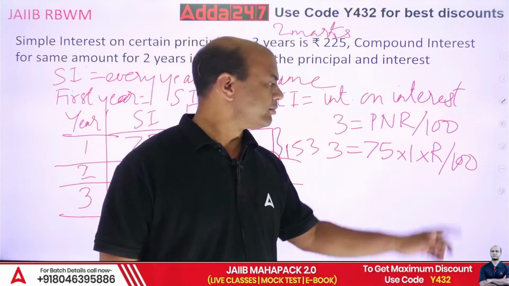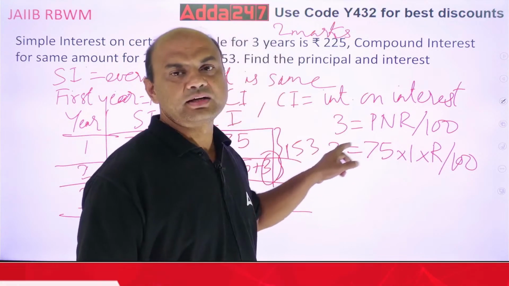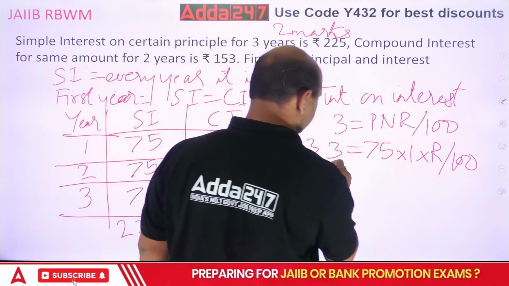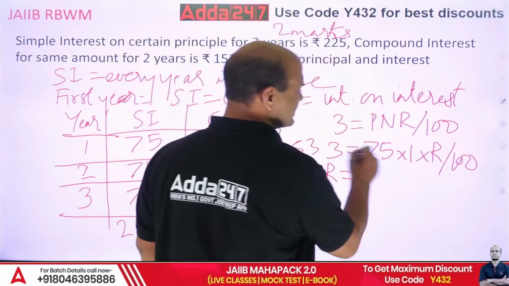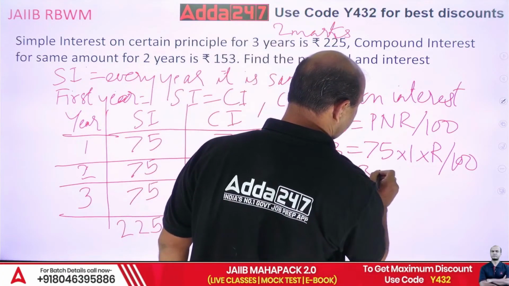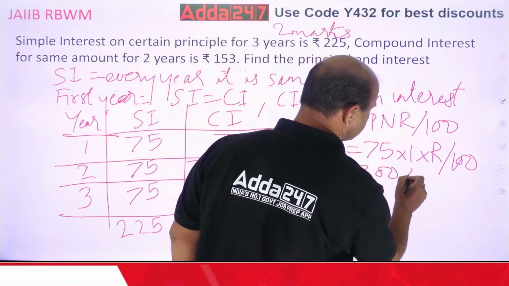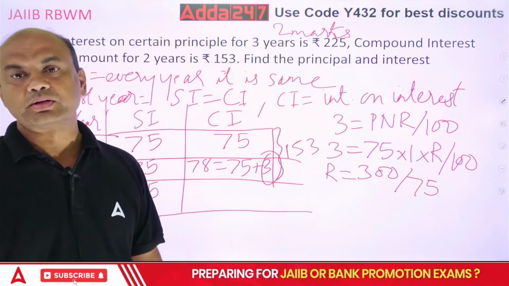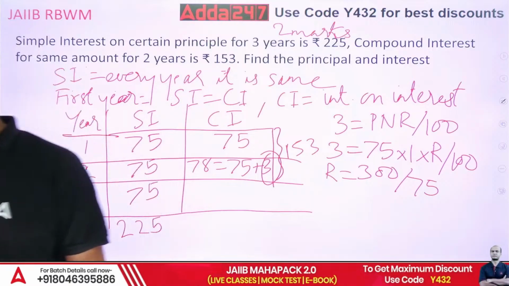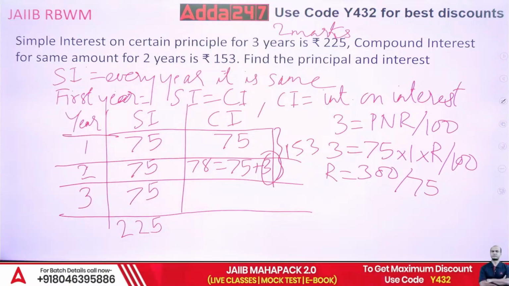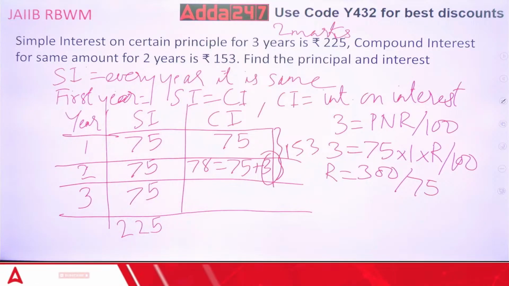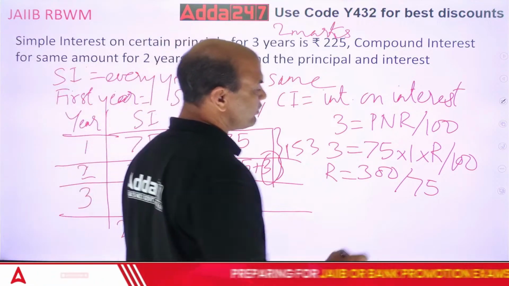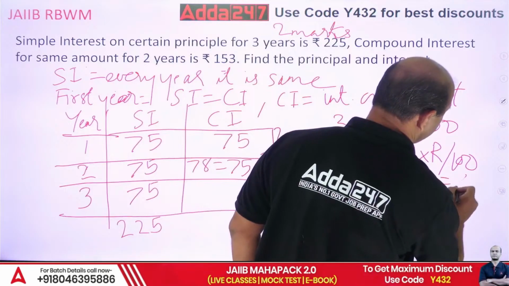Find R. Multiply this 100 on the other side and divide it with 75. So you get R. So R equals to 300 upon 75. Got it? Everyone getting this? Type yes in the comment section if you are getting it. 300 upon 75, so that is equal to 4. So R equals to 4%.